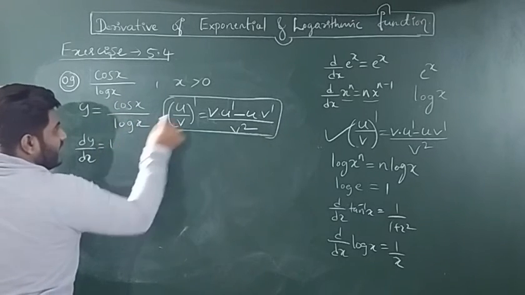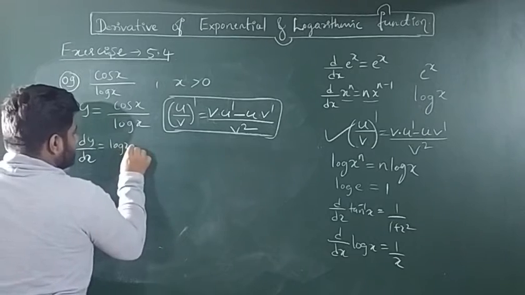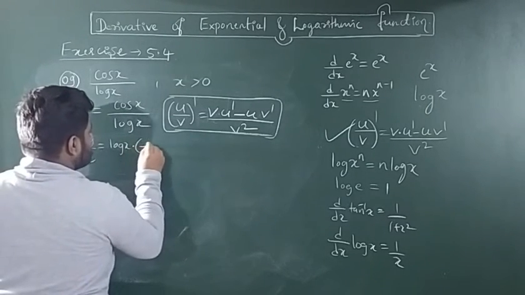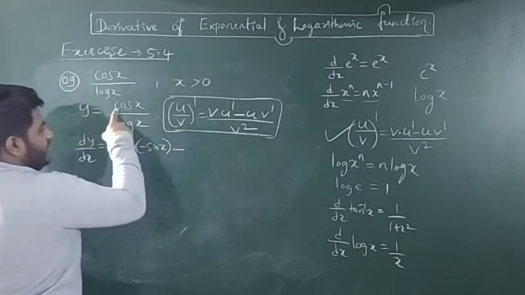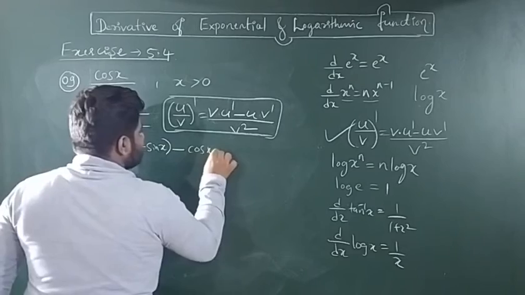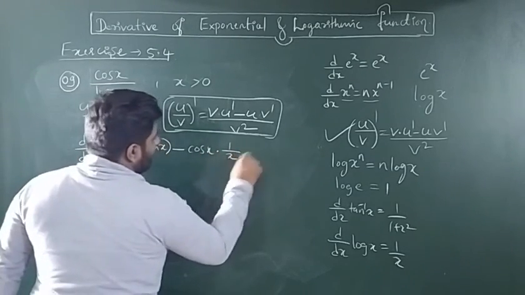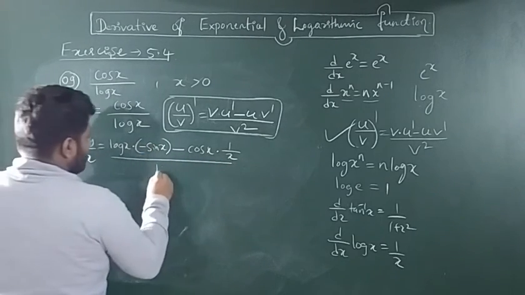Denominator as it is. So what is v? V means here log x. So log x as it is. d by dx of cos x. So what is the differentiation of cos x? Minus sin x. Now minus numerator as it is, cos x as it is now. Denominator d by dx of log x is nothing but 1 by x, whole divided by log x whole square.